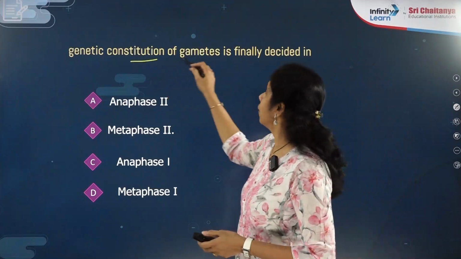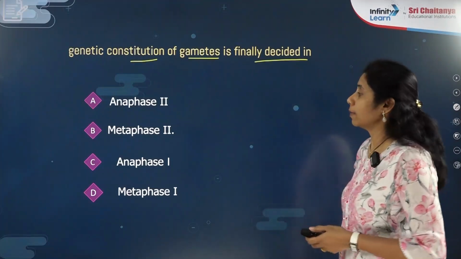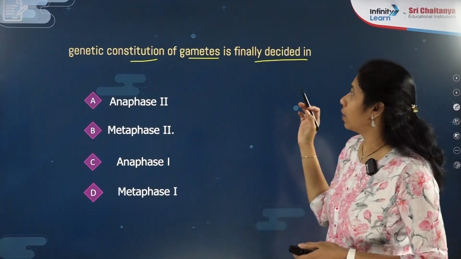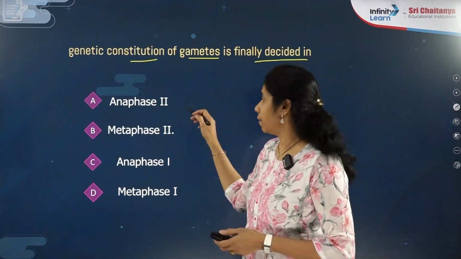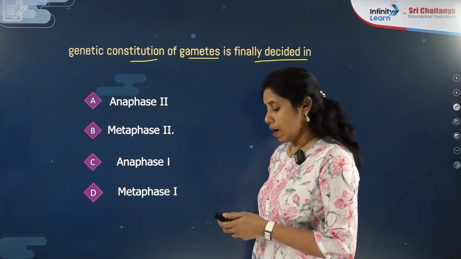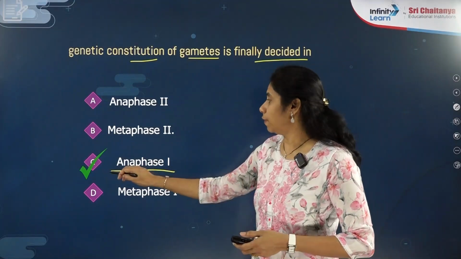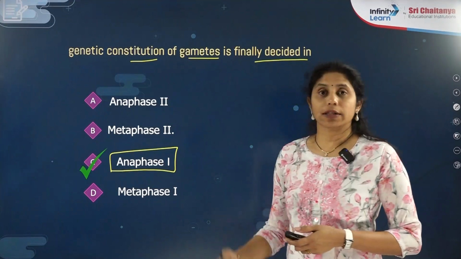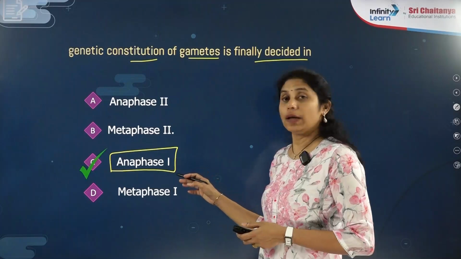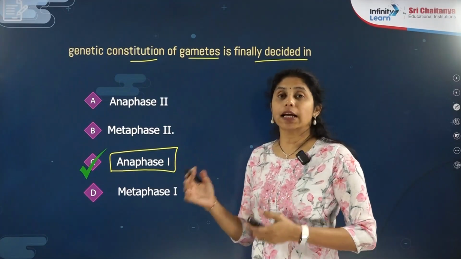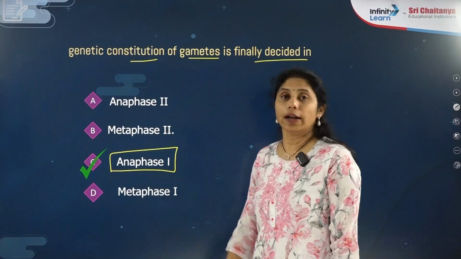The genetic constitution of gametes is finally decided in which stage? Anaphase II, metaphase II, anaphase I, or metaphase I? The final decision of factors received by the gametes happens in anaphase I, because segregation of Mendelian factors occurs in anaphase I.